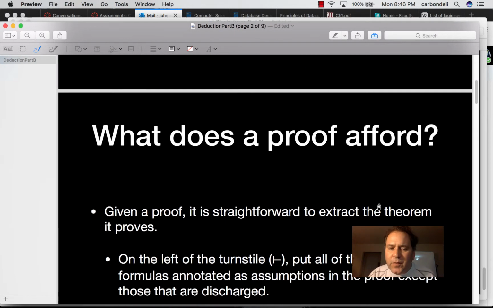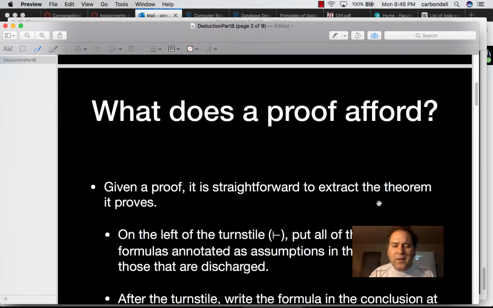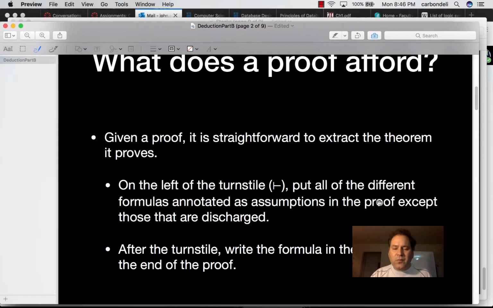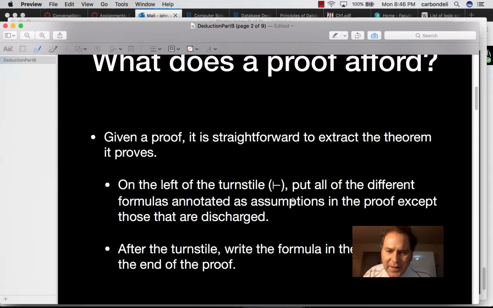So what does a proof afford? If we're given a proof, it is straightforward to extract the theorem it proves, and we're working again with this turnstile symbol, which just looks like a T-square pointing to the right. And on the left of the turnstile, we put all of the different formulas annotated as assumptions in the proof, except for those that are discharged.